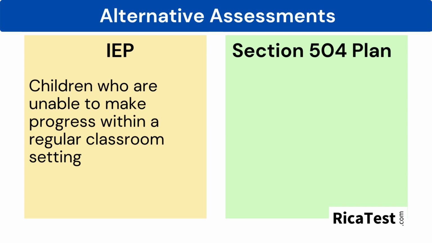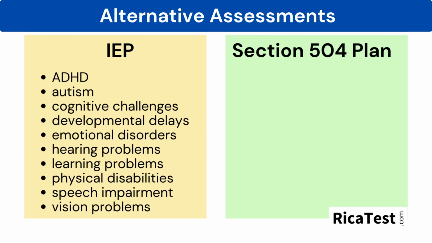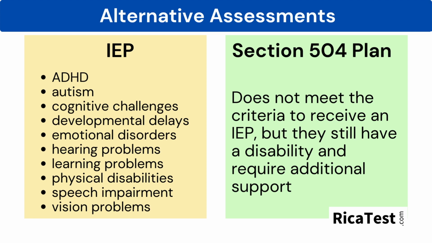First, the IEP is for a child who is unable to make progress within a regular classroom setting. This person can receive an IEP. The criteria for receiving an IEP can be any of the following: a child who experiences or who has attention deficit hyperactivity disorder, ADHD, autism, cognitive challenges, developmental delays, emotional disorders, hearing problems, learning problems, physical disabilities, speech or language impairment, or vision problems.